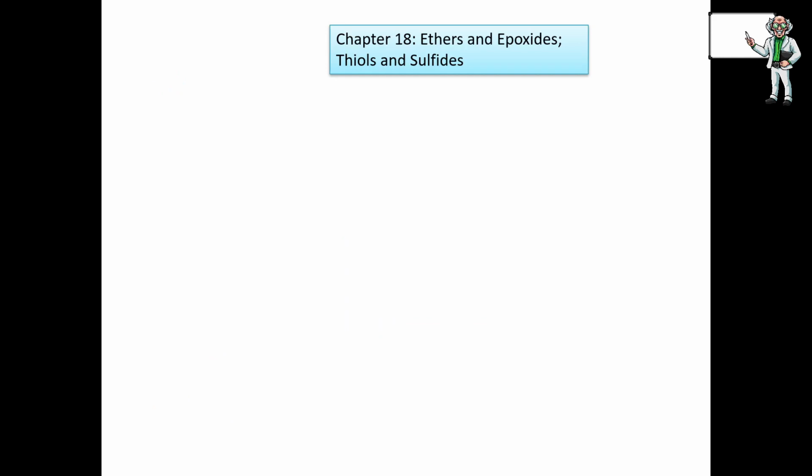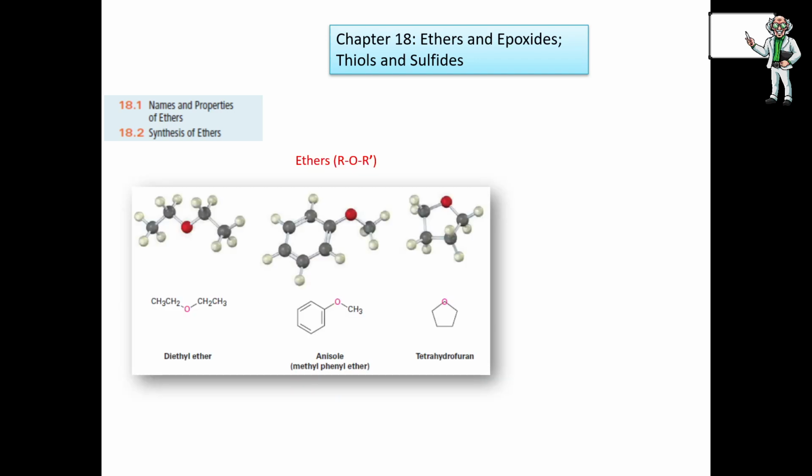What we will do in this chapter is talk about the naming and properties of ethers, and then we will talk about how to synthesize ethers. Basically, what is an ether? An ether is a compound whose main functional group is a carbon bonded to an oxygen bonded to another carbon. This is the structure.